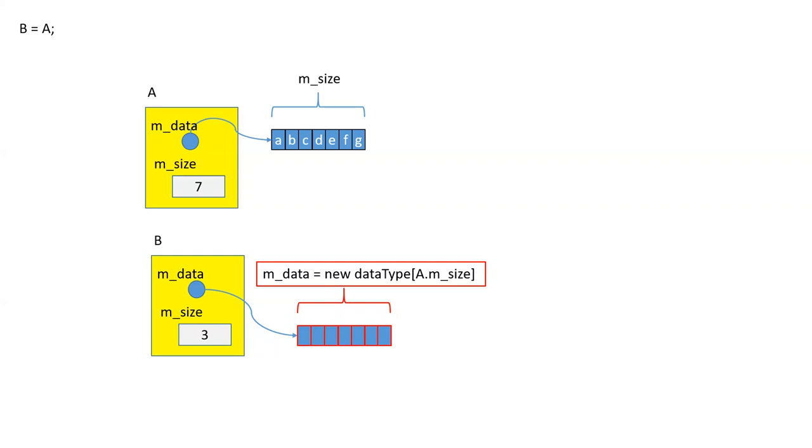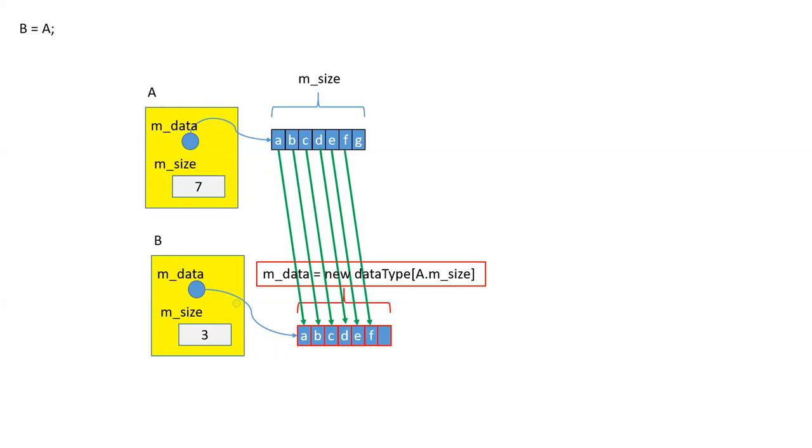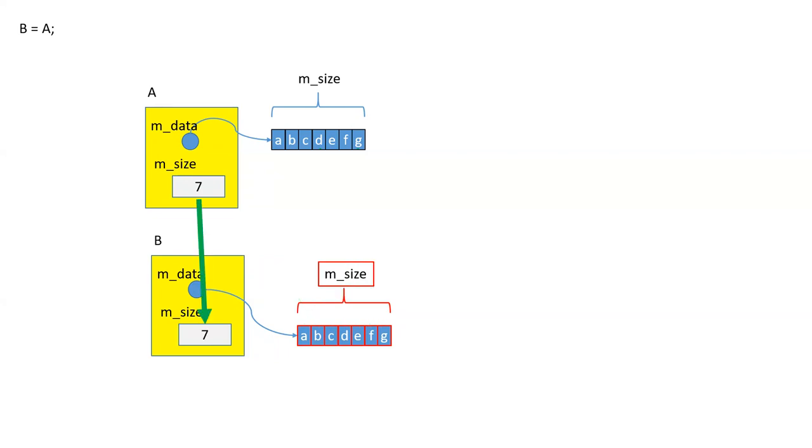Now that enough space is provided, one by one I'm going to copy everything from the other one to here. So all this stuff is copied from A into B. That copying is done. Then what happens? I update the size of B to the value that A has, and everything is done. I have two objects that are exact copies of each other, properly.